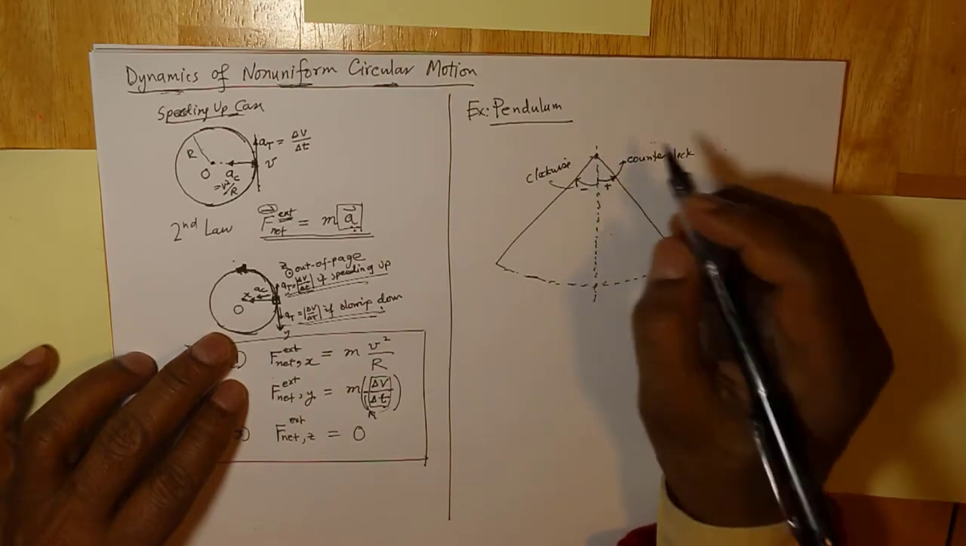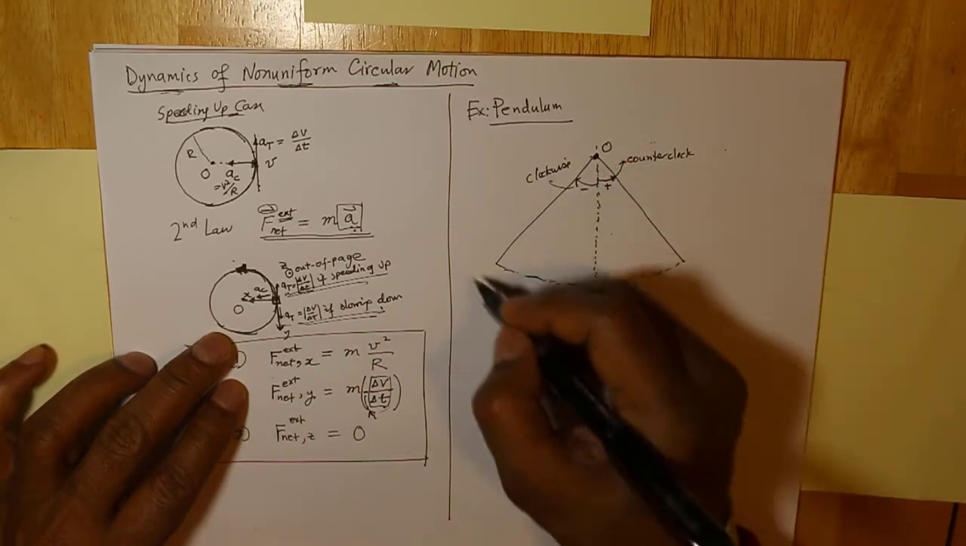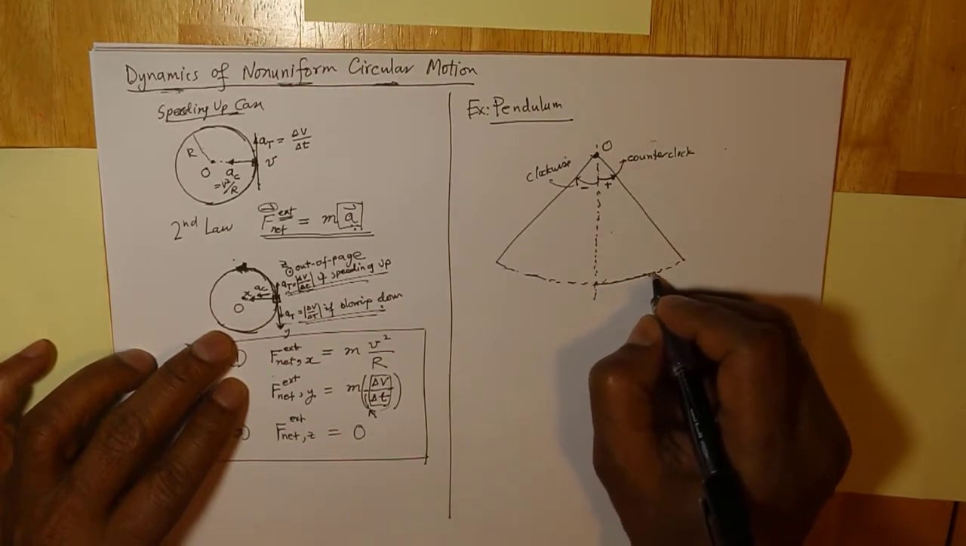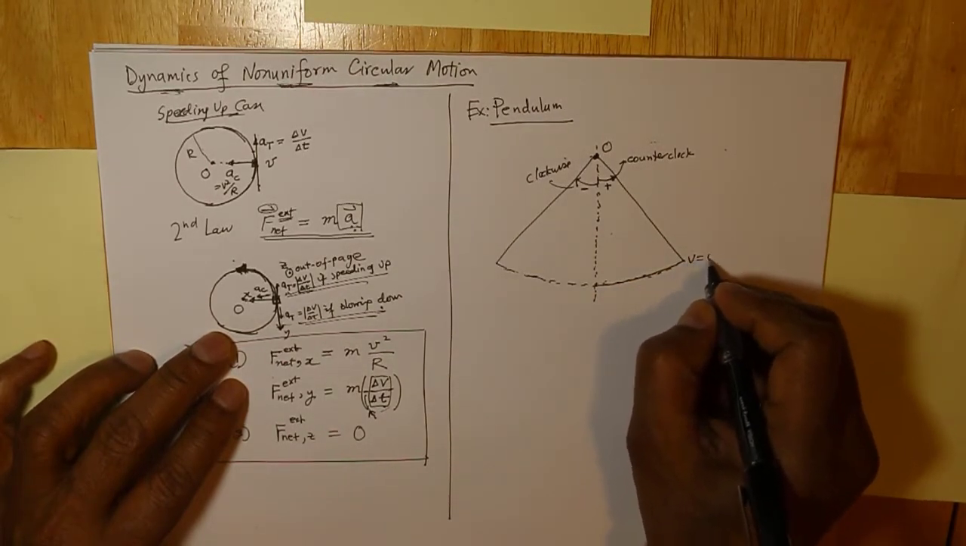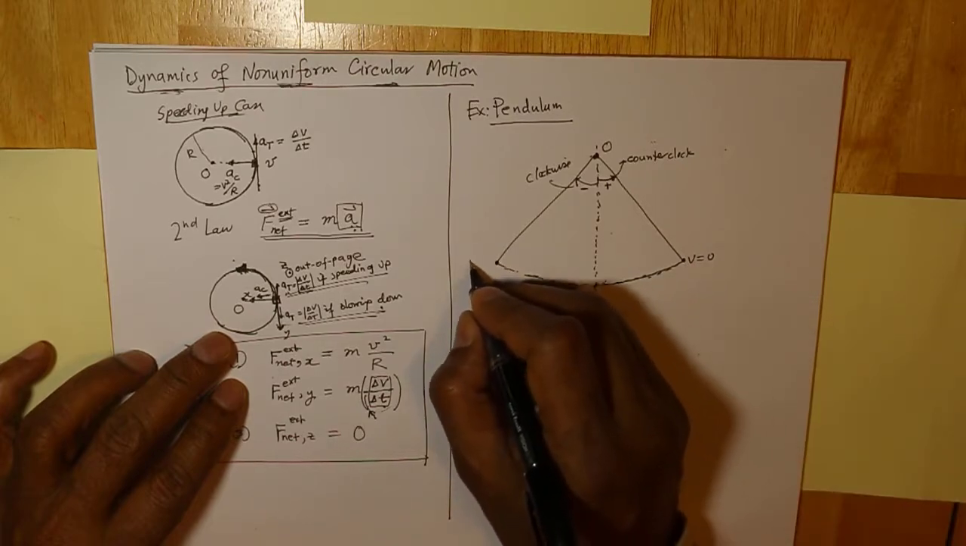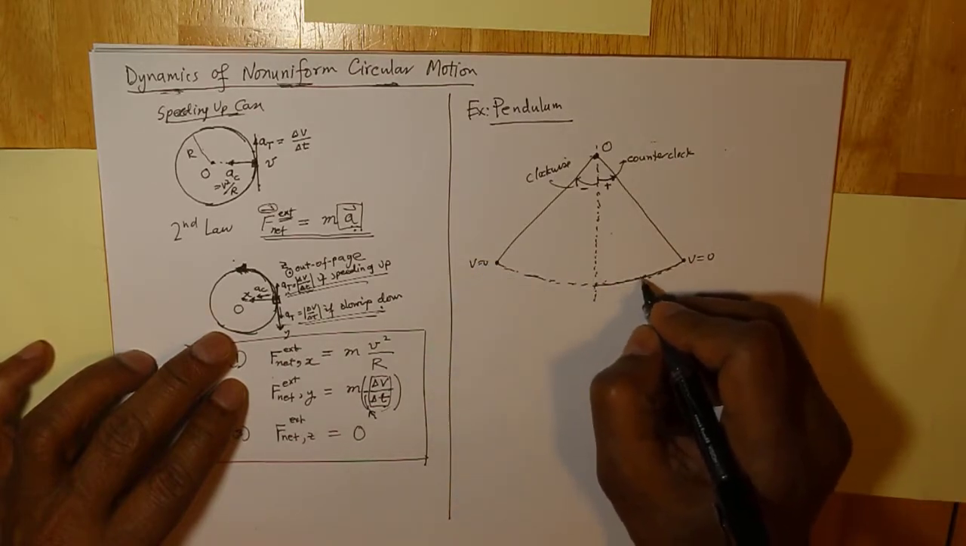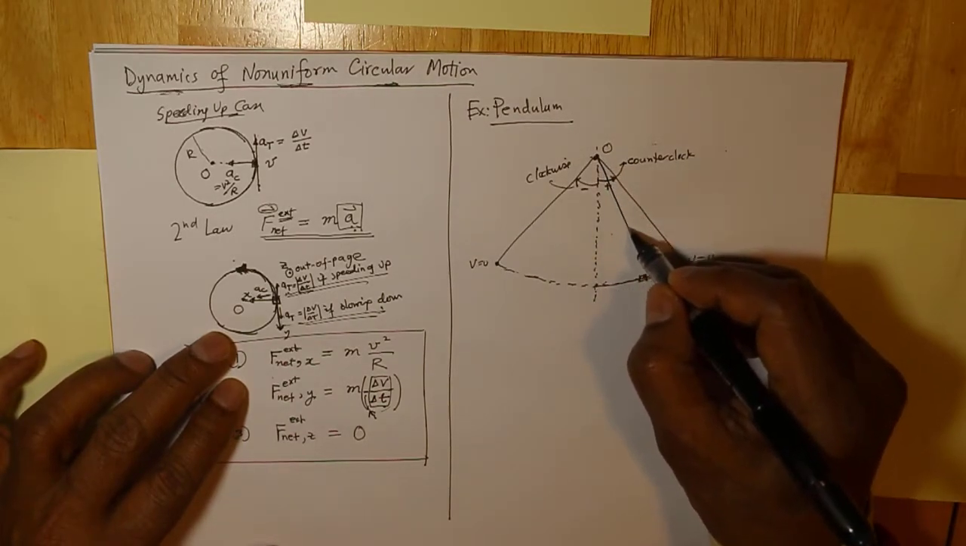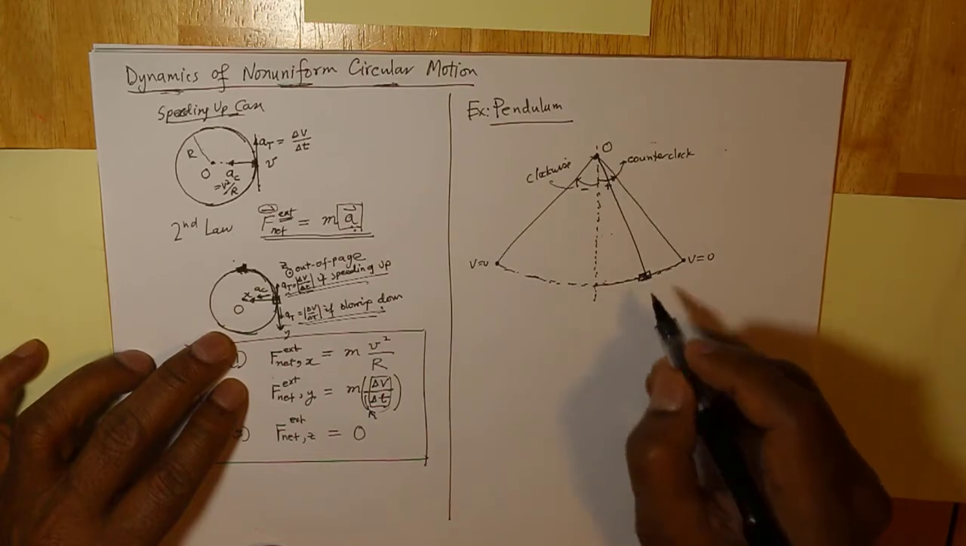Okay, so this will be angle 0, this direction. This is the center of the circle, going in, and over here the speed is 0, and over here the speed is 0. We just want to pick some arbitrary point and look at what the dynamics will look like.